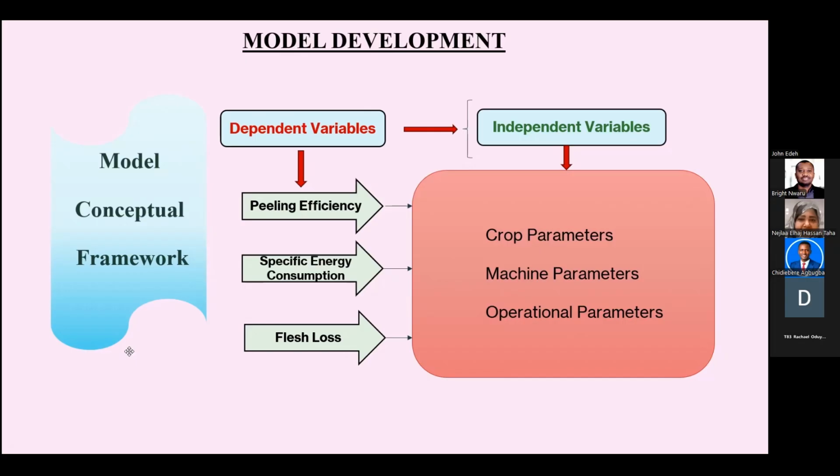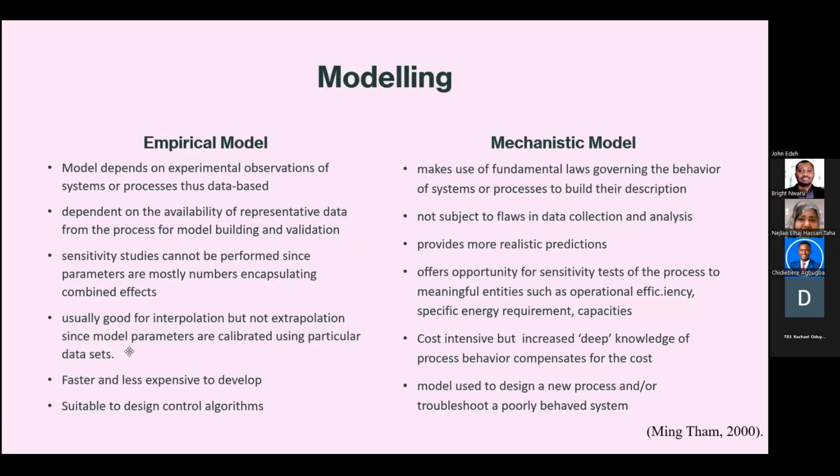And then the independent variables are crop parameters, machine parameters, and operational parameters. Of course, these are the strengths and shortcomings of empirical modeling and that of mechanistic modeling. When we looked at it, we discovered that mechanistic modeling makes use of fundamental laws governing the behavior of systems and processes to build their description. It is not subject to flaws in data collection. So if there is any flaw in data collection for any machine, a mechanistic model is not susceptible to that.